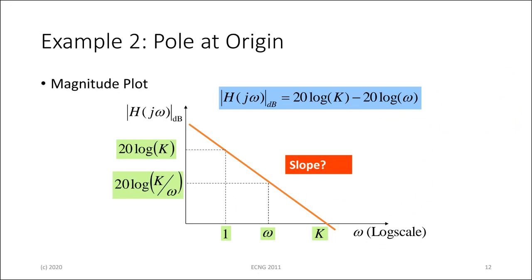Well, let's take some points so we can see what it is. If omega is 1, when omega is 1, 20 log of 1 is 0, right? So when omega is 1, the line is at 20 log K. When omega is equal to K, then the line crosses 0, right? So the line goes like this. And at any point in here, that point is, well, this is a shorthand, 20 log of K over omega.